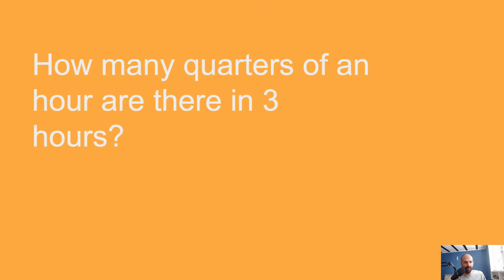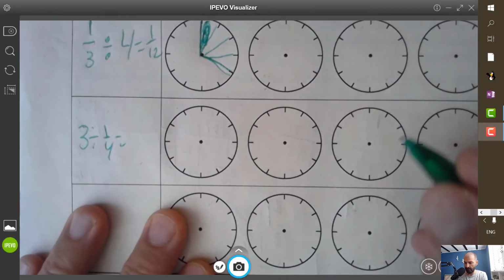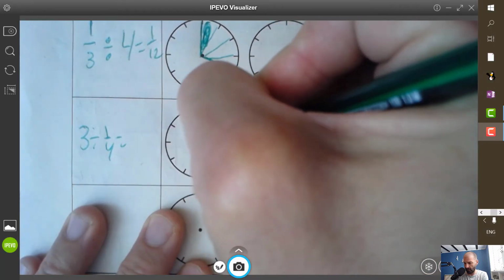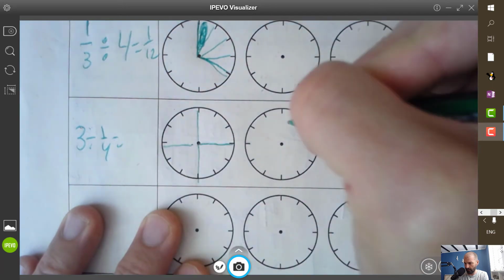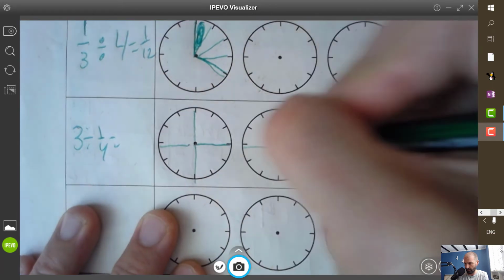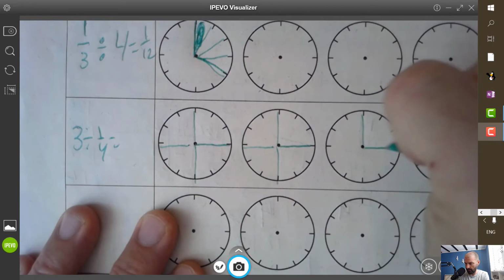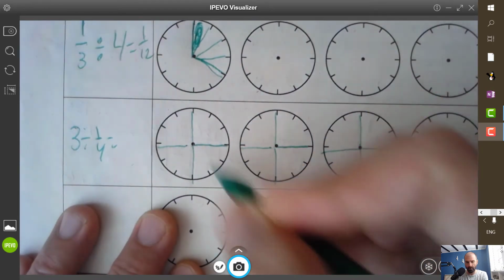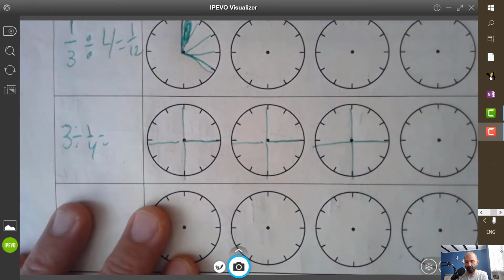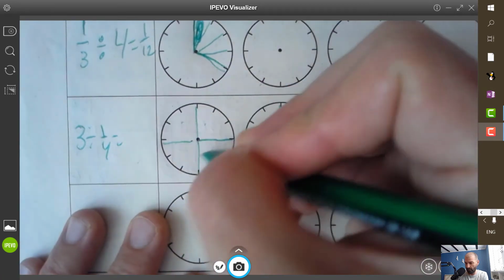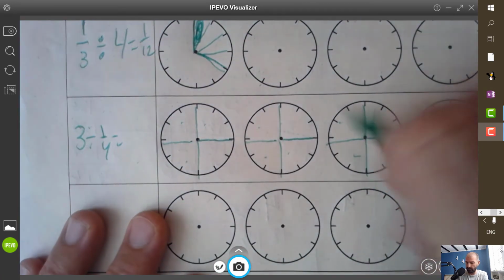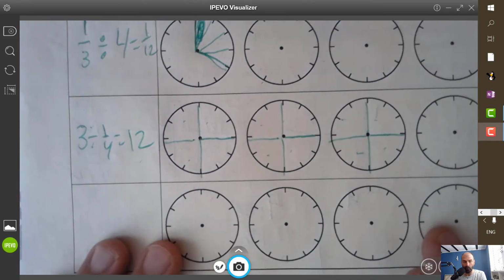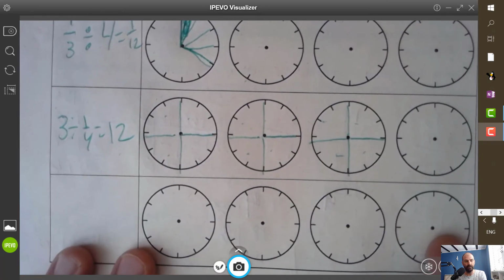How many quarters of an hour are there in 3 hours? So what problem is this? Yep, 3 divided by 1/4. All right, so we have these 3 hours, and we're splitting them into quarters. There's my 3 hours, and there's quarters. How many quarters are in 1 hour? 4. So how many are in 3? 12. 1, 2, 3, 4, 5, 6, 7, 8, 9, 10, 11, 12. 12 total quarters of an hour in 3 hours.